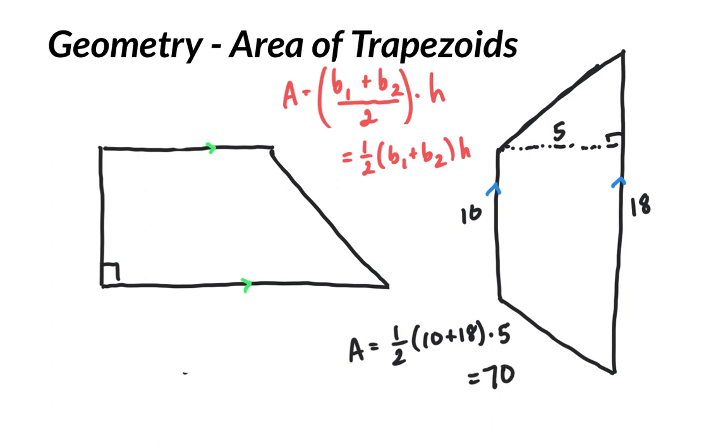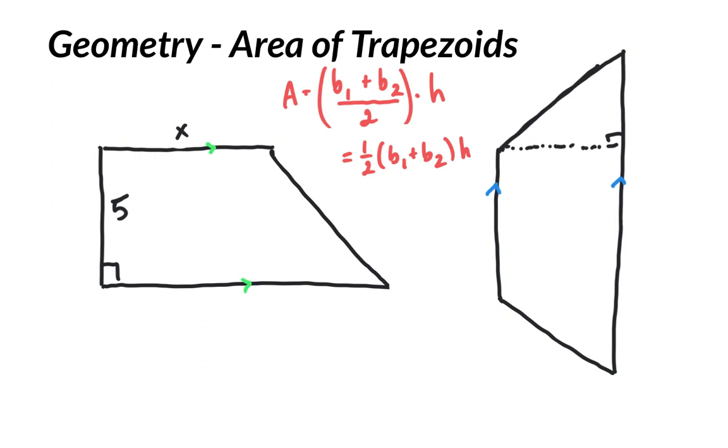Let's do one more example. Let's say we had to solve for one of the missing pieces. Let's say we knew what the height was and we knew one of the bases and we knew the area, but we don't know the second base. Well, let's use our formula. So we know that 55, the area, is going to be equal to 1/2 (base 1 plus base 2) multiplied by 5, the height.